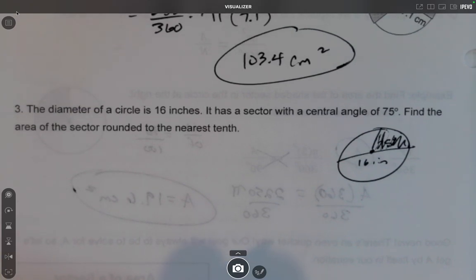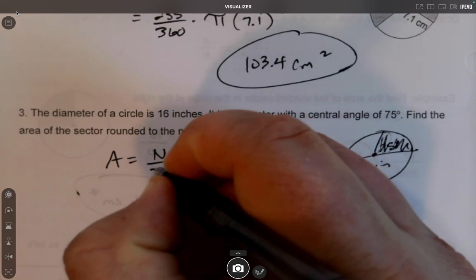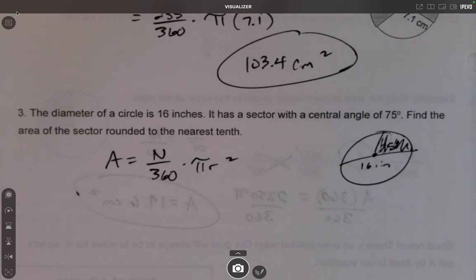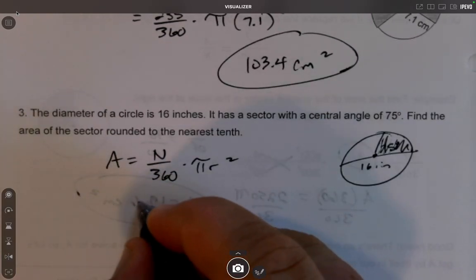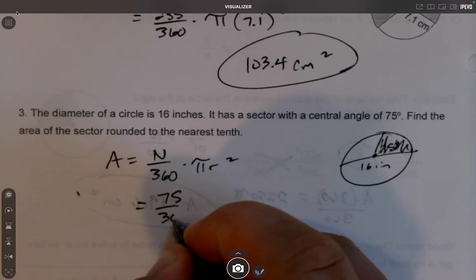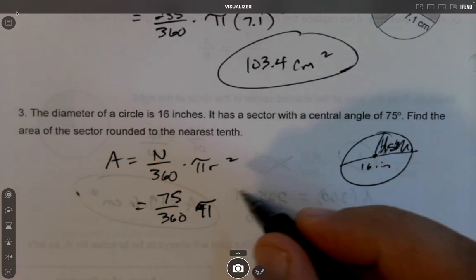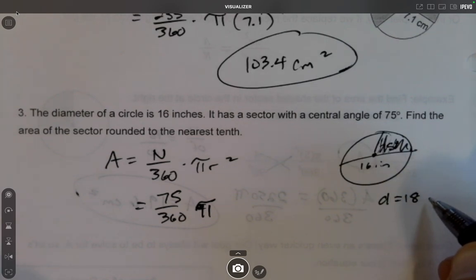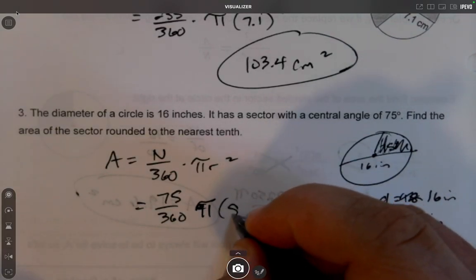So here's what's tricky about this one. Look at our formula. A equals n over 360 times pi r squared. The two things we need to figure this out are the central angle, which we have at 75 degrees, and pi. But we also need the radius. They didn't give us the radius, they gave us the diameter. So remember, if the diameter is 16 inches, to get the radius, we cut that in half and get 8 inches. So we plug in 8 for r.